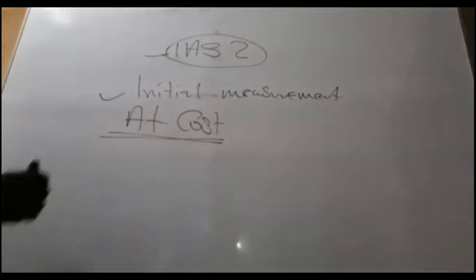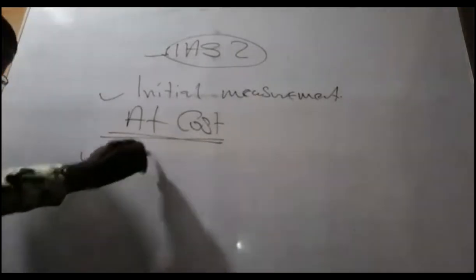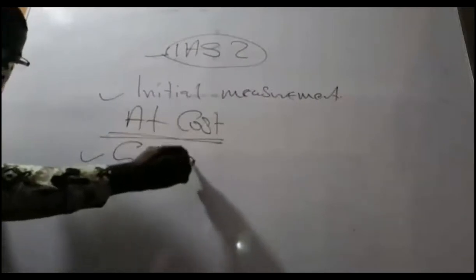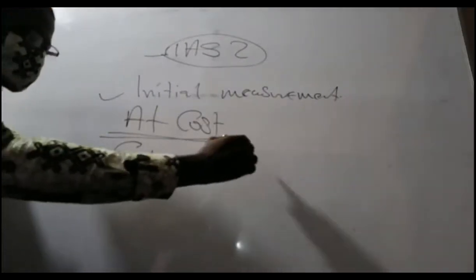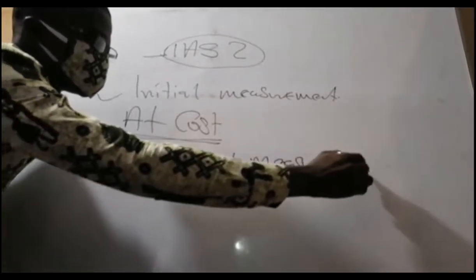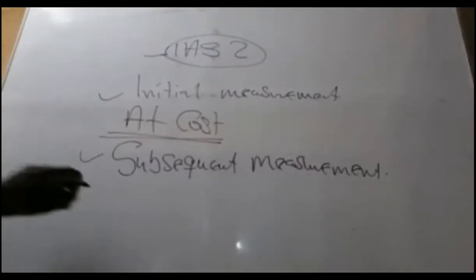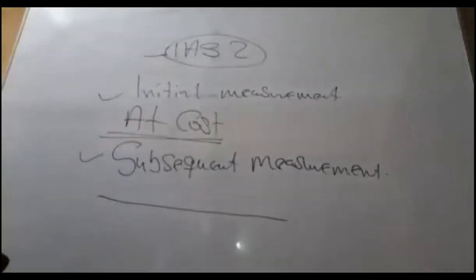Today, we're going to look at what? Subsequent measurement of inventory. Now, when you talk about subsequent measurement, it means measurement after the initial recognition or the initial measurement.